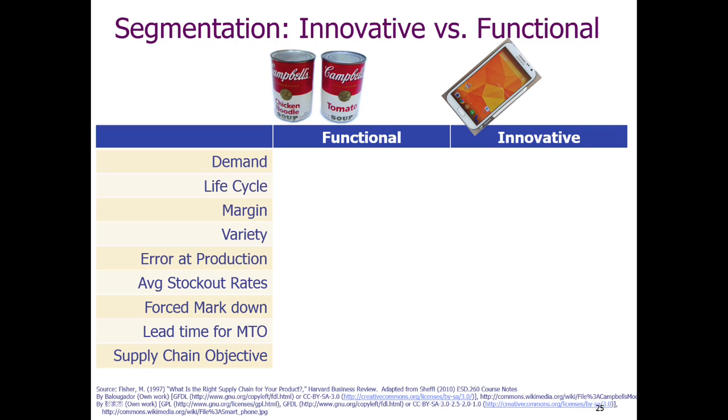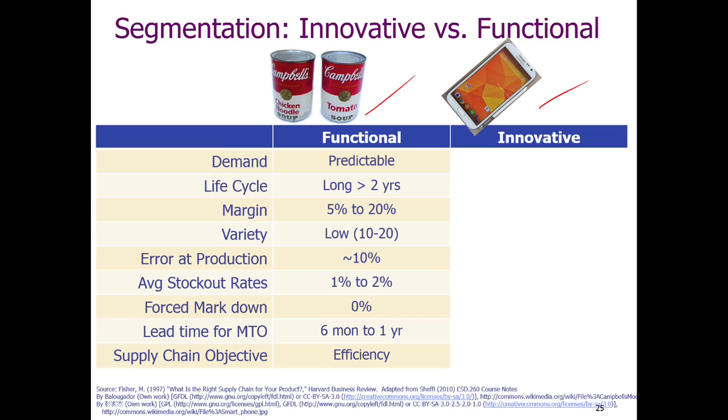And he said, at the heart of it, if you break down all the products you have, they fall into one of two camps. They're either functional, like cans of soup, or they're innovative, like a smartphone. And you can think of the different characteristics of these two classic types of products differently. So the demand for these functional products is pretty predictable. We've been selling soup for 100 years. It's pretty stable. The life cycle is 2 years or longer.